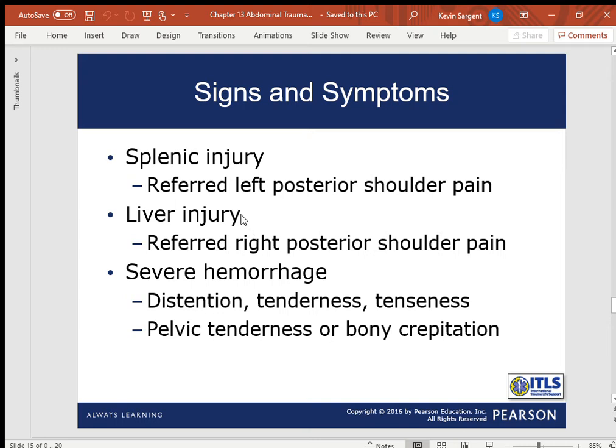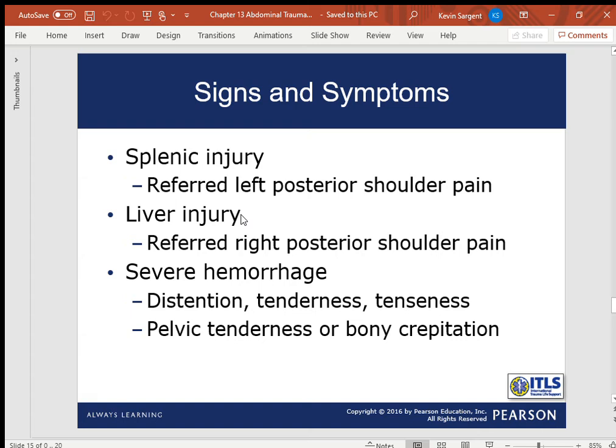Splenic injury, or spleen, might refer to left back shoulder pain. Why that is important to know is, let's say a driver of a car has that seatbelt abrasion going across their chest. Where does that seatbelt come across? It comes across the right side, it comes across the left side of the body. So if they're having left posterior shoulder pain, don't rule it out as a seatbelt injury, they could very easily have a spleen injury. Okay.